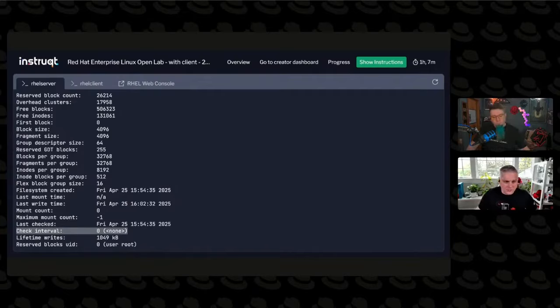And the other one that would trigger this is this setting right here. That's the one that's normally set between 20 and 40, which is if the file system had been mounted and unmounted this number of times, that would also trigger an automatic fsck the next time the system was booted.